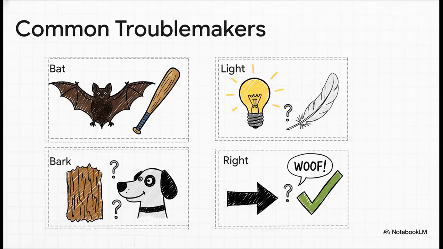And believe me, these double-meaning words are everywhere in English. Just think about it. A bat could be an animal or what you use in baseball. Light can mean bright, or it can mean not heavy. Usually the context of the sentence saves us. If someone says, the bat flew out of the cave, they're not talking about a Louisville Slugger. But sometimes that context just isn't there.